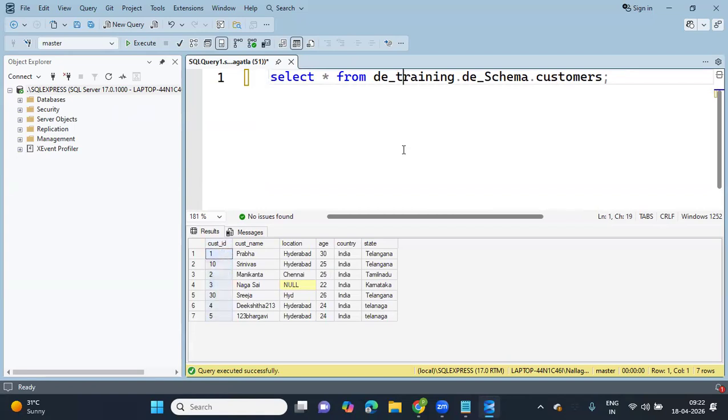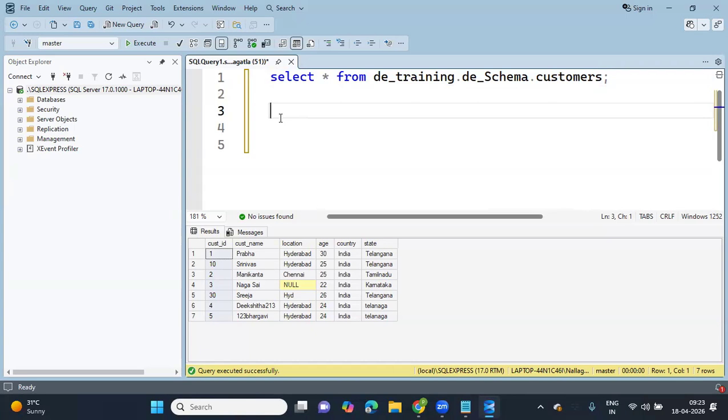I'll maintain another table. Generally, in real time, we will have the file. That file will be loaded to another table first, not directly to this table. That table will be loaded to the stage table, and we will join that stage table with the target table and do the updates. Let's create a copy of this.